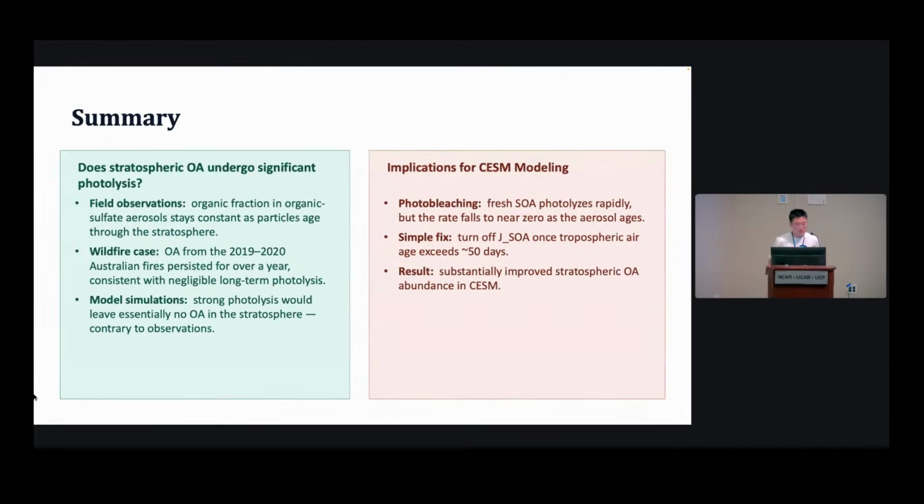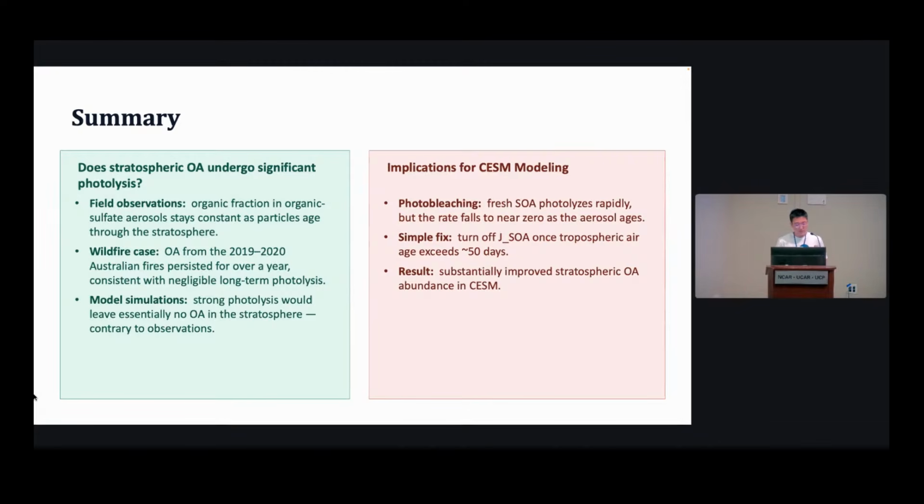So here is a quick summary. We actually asked 2 questions. First, does stratospheric organic aerosol undergo significant photolysis? We answer this question from 3 different perspectives. First, from the field observations, we find organic fractions in organic-sulfate aerosols stay constant as particles age through the stratosphere, which proves they are pretty stable chemically. And for the wildfire case, we find organic aerosol from the 2020 Australia wildfire persisted for over a year, consistent with the negligible long-term photolysis case in the model.